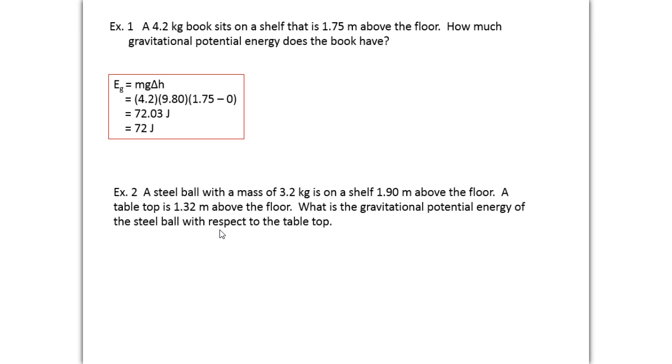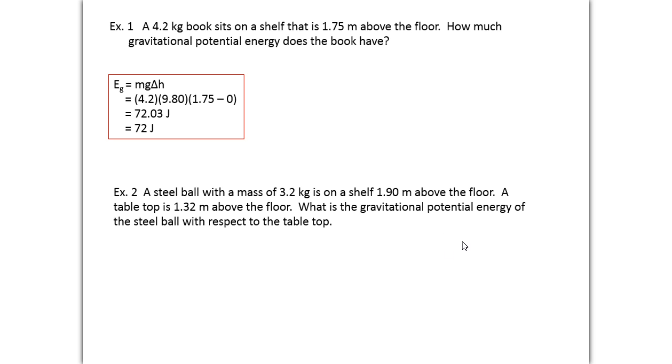So a steel ball, here in example 2. I want you to try this one yourself, so you get a little bit of practice. You can pause the video at this point, have a read through the question, and compare your answer to what I have. You know the mass of the ball. It sits on a shelf which is 1.9 meters above the floor, and a tabletop is 1.32 meters above the floor. What's the gravitational potential energy of the steel ball with respect to the table?